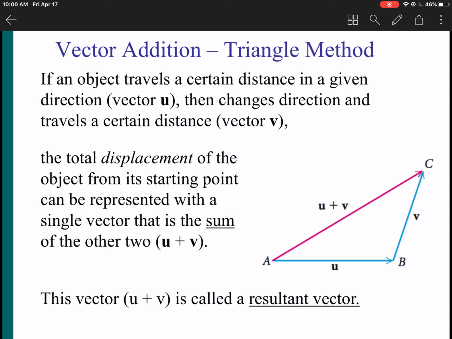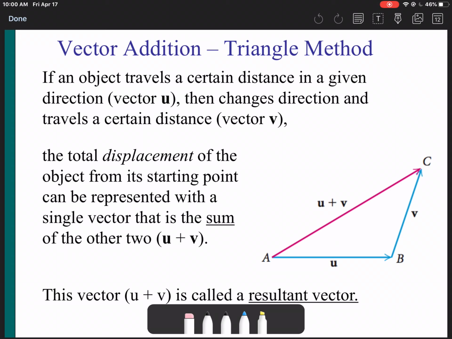So with the triangle method, we have an object that travels a certain distance in a given direction. And so we can represent that with our vector u. Right? So we're starting at point A. Our object travels along vector u to point B. All right, so we have a certain distance in a certain direction. Then our object changes direction and travels a certain distance along vector v. Right? So from point B, it changes direction and then travels up to point C. So there's vector v, distance and direction.